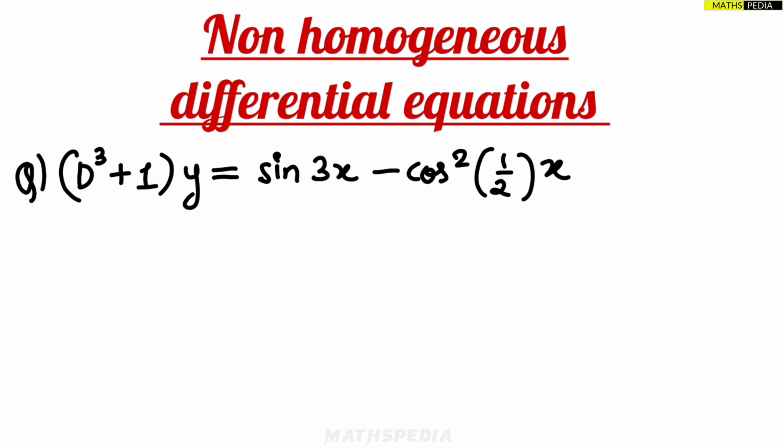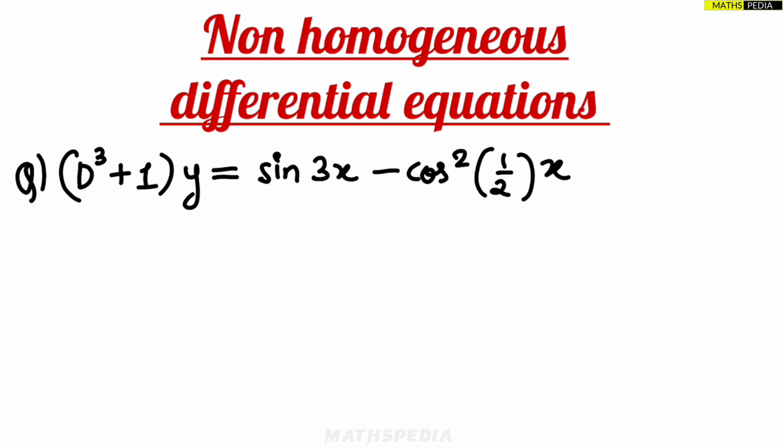Here we have one important question. On the left hand side we have a cubic equation, and on the right hand side we have some other function of cos square x. It is not cos square x, it is cos square half x, right? Now we'll try to understand.